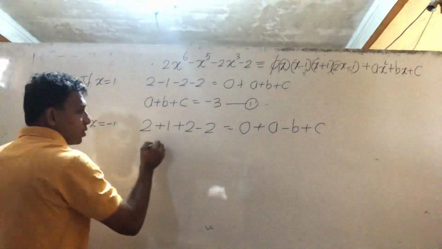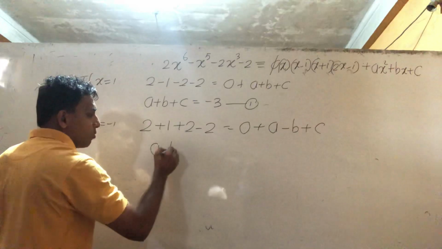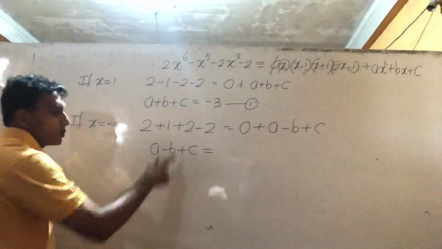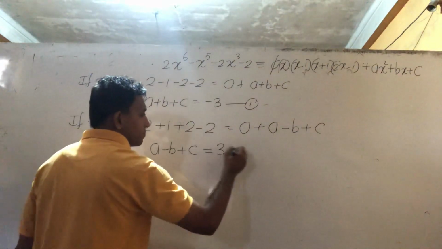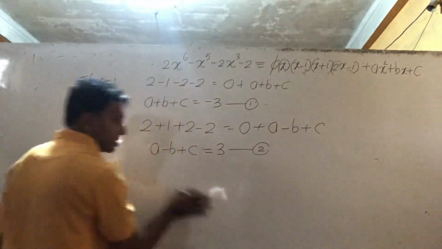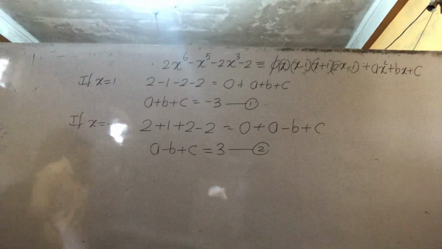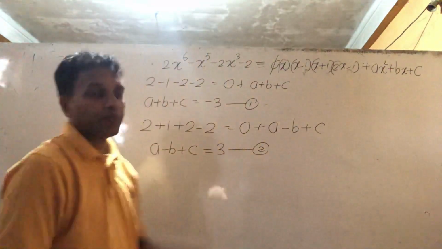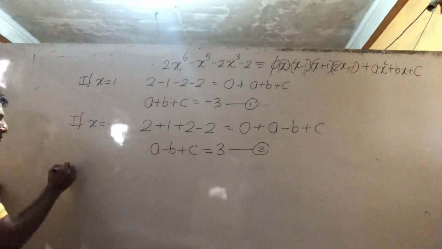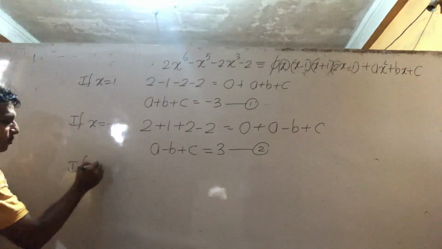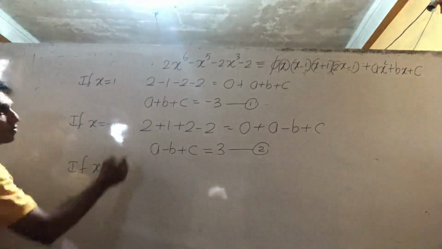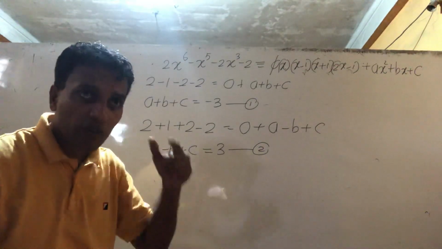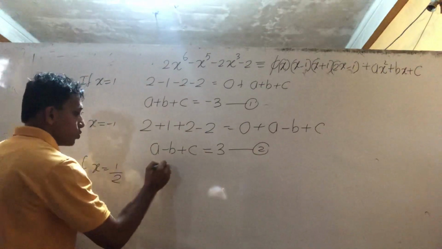Okay, therefore your second equation, the form of a minus b plus c. 2 cancel 3. Second equation, when you apply x equals minus 1. At last, put x equals half in the equation. Substitute x equals half. What is that? 2 to the power 6, 64. Half means 32. 1 over 32.